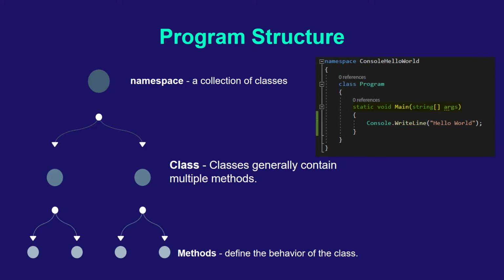Now, the Main method is a special one. In C Sharp, it's the entry point. What is written in that method will be executed when we start the program. In other programs, we can have as many classes as we want and as many methods as we want, and even multiple namespaces, but that will be for later.